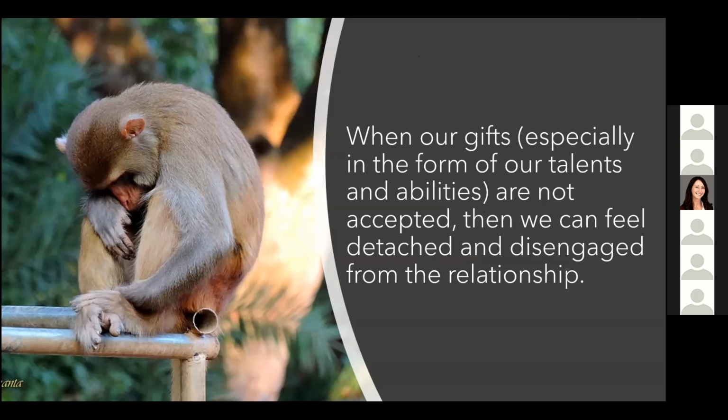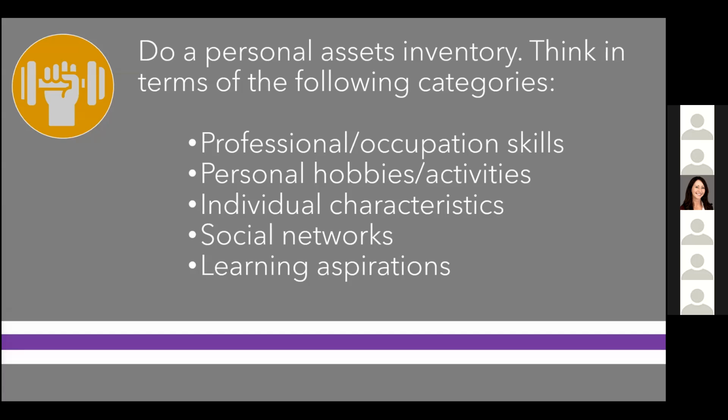And whether the relationship was with another person or with the organization with which we work or for which we work. And so one of the things in an assets inventory that we want to think about and start talking about is, if we were going to do a personal assets inventory for ourselves, how might we talk about ourselves in the following ways? What kind of professional and occupational skills do we have? What kind of personal hobbies and activities do we have? What are the individual characteristics that we possess that we think are most valuable, that we think are most beneficial or helpful? What social networks do we exist in? What kinds of connections do we have just in our regular lives? What kind of learning aspirations do we have as well? What would we like to learn how to do, whether it be work-related or hobby-based?